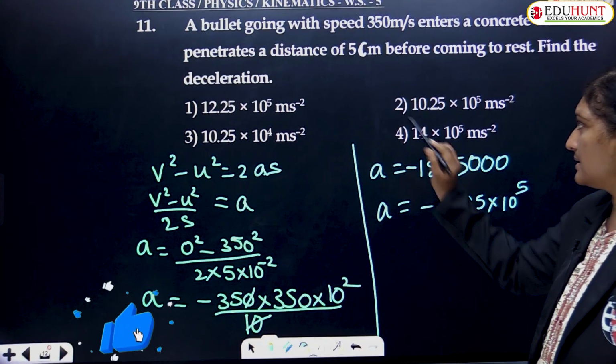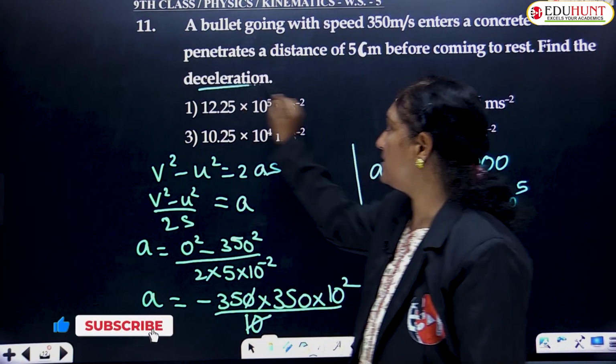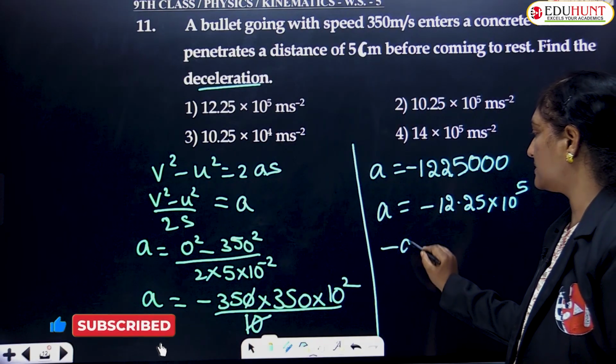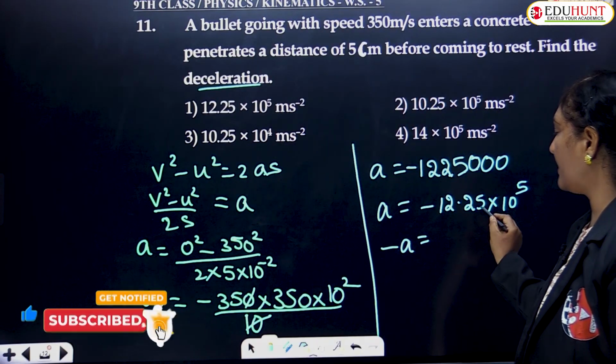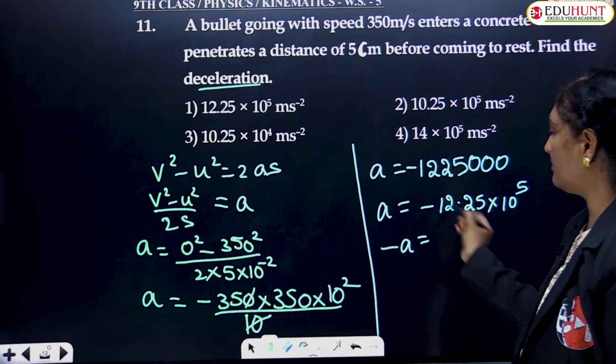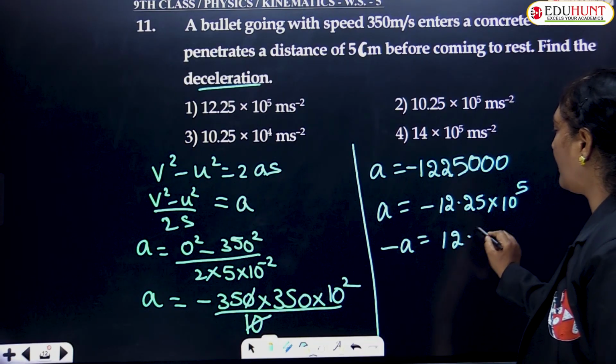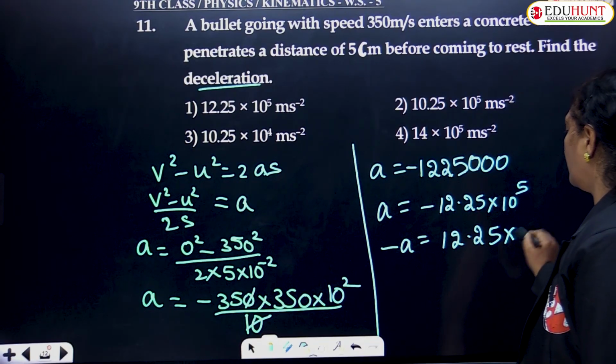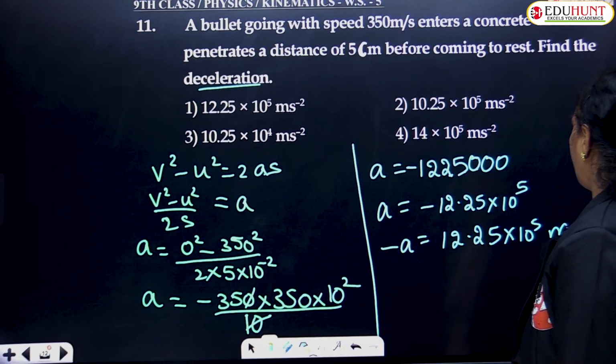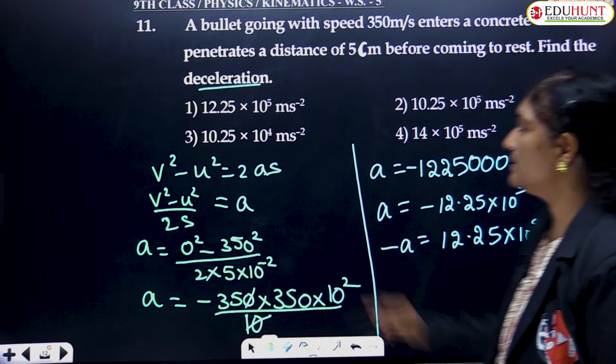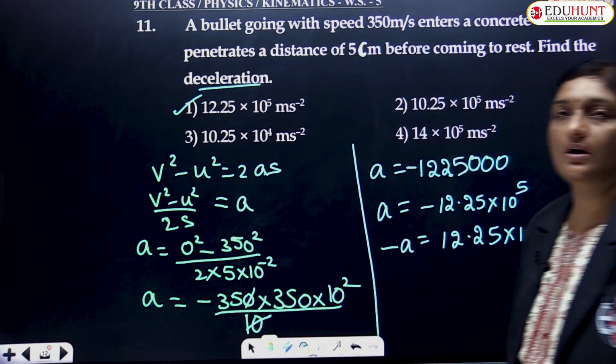But they asked us to find the deceleration. Deceleration is nothing but minus A. If A is minus 12.25 into 10 power 5, then minus A will be 12.25 into 10 power 5 meter per second square. Hence the first option is your correct answer.